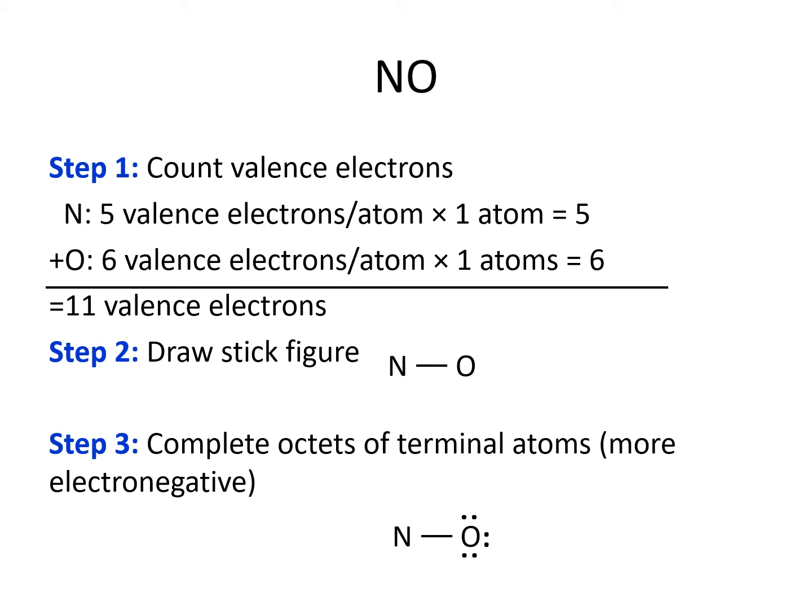Step 2. Draw the stick figure by connecting the nitrogen to the oxygen with a single bond. Step 3. Complete the octets of the terminal atoms. It is going to be really important to put the electrons on the more electronegative atom. Remember, if it's more electronegative, it wants electrons more. In this case, we give 6 more electrons to oxygen.